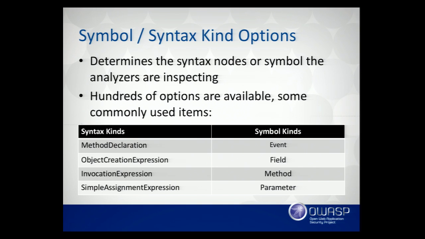So when you use one of those methods, you have to choose what symbol or syntax you actually care about. It's not going to send you all of them. So if you pick a syntax analyzer, you can pick: would you like to be notified when it encounters a method declaration or an object creation expression? Does anyone remember what our password validator was? The object creation expression. So that's what we will use in a moment. You can also do an invocation, which is where we actually invoke a method, such as execute SQL. You can do a simple assignment expression, which is where a variable is assigned a value. On the symbol side, you can get a list of all the parameters or all of the methods or fields or events or any of those things. So this enumeration list is much larger than what I have on the slide. You can go out and look in their code, and I think there's a couple hundred options. But primarily, these are the eight that I have used so far to build out all of the rules that we worked on.